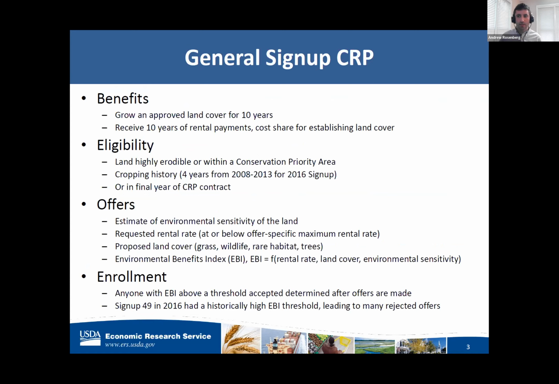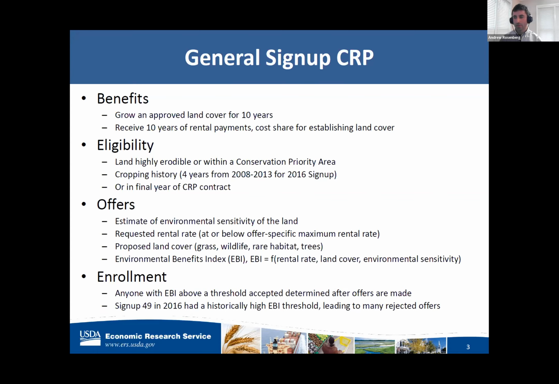So in this slide, I give an overview of general sign-up CRP, which again is the main focus of this study. Basically, a landowner offers a parcel of land. If they're accepted into the program, they have to grow an approved land cover for 10 years instead of some commodity crop. And in return, they receive 10 years of rental payments and a cost share for the land cover that they establish as part of the program.